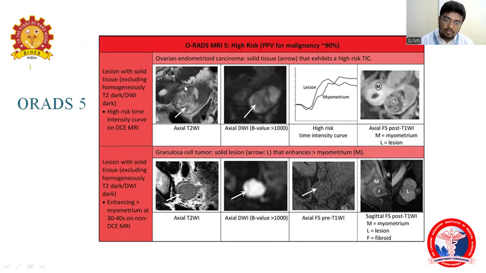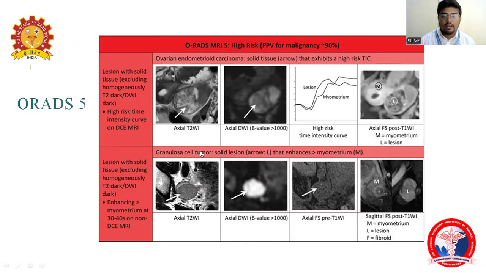Here we are able to see a predominantly solid lesion with a cystic component. And in the T2 weighted image, the lesion appears hyperintense. And in the DW image, the lesion shows patchy areas of hyperintensity. And in the DCE, we are able to see a high-risk type of time intensity curve. And in the post-contrast, the enhancement of the solid tissue is more than that of the outer myometrium. So a score of 5 is given. And in a case where DCE MRI can't be done, one should compare the enhancement at 30 to 40 seconds.